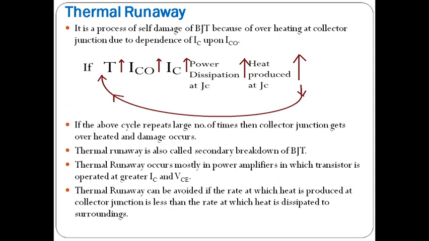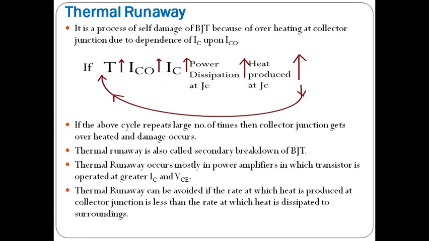Thermal runaway is the self-destruction process of a BJT. It is a process of self-damage of the BJT because of overheating at the collector junction, due to the dependence of IC upon the ICO value. We already defined thermal runaway. When temperature increases, the reverse saturation current of the collector junction increases. When that increases, the power dissipation at the collector junction also increases.